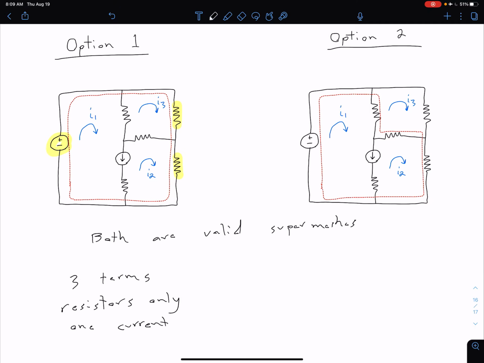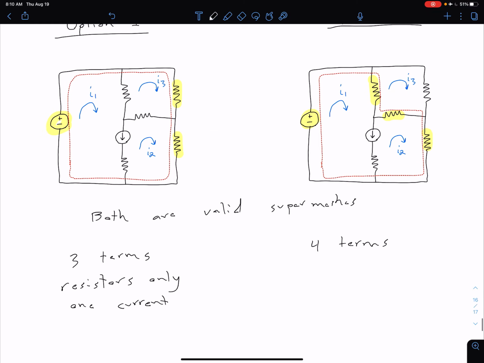Now, if we focus our attention on option 2, we can see that we have our voltage source term. We now have three resistors that we have to consider. So in this case, we have four terms. So I am saying four terms and three terms, and of course, I'm talking about our supermesh equation. We'll see that explicitly here in a little bit.